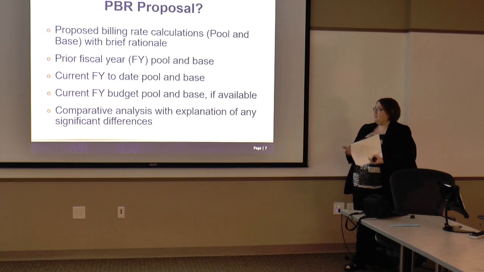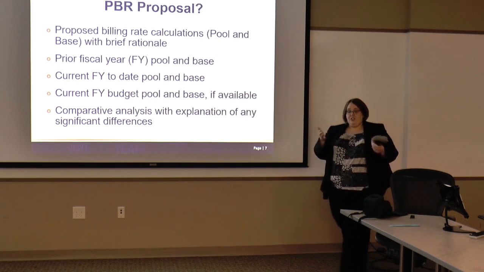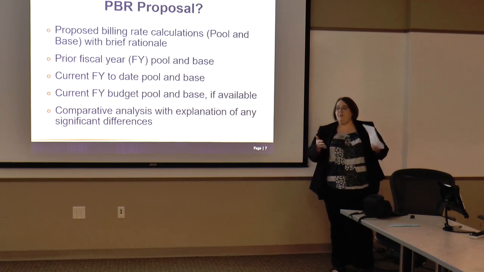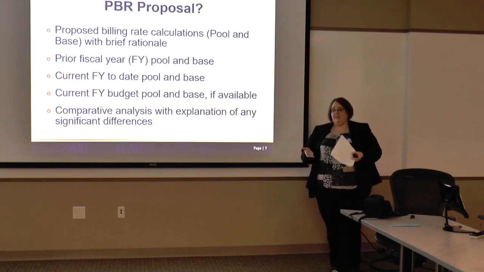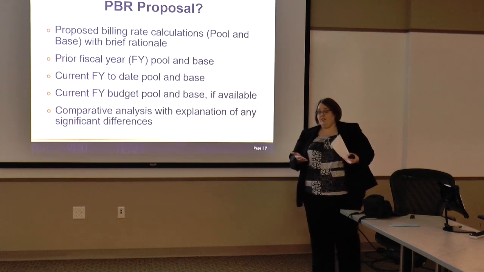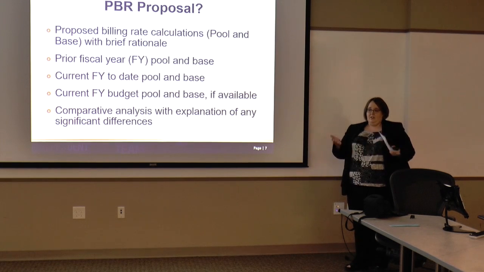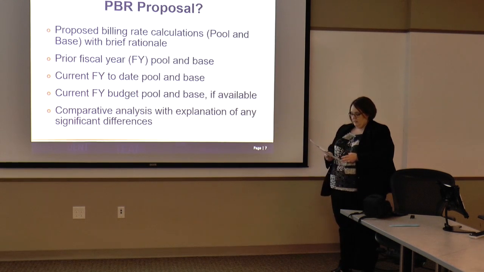Current year budgets and base, if available, and if you've done any comparative analysis, with explanations of significant differences. It's always good, especially if your budget year is significantly different from history, to explain why those variances occurred. Was there a contract award that significantly increased your base, or why did those pool costs go up, a significant increase in healthcare costs? Those are things that we can consider, and that way we have the explanation of those outliers when we do that comparative analysis.